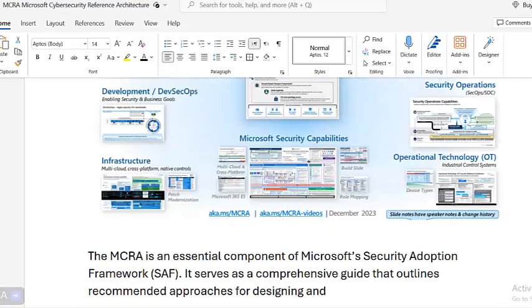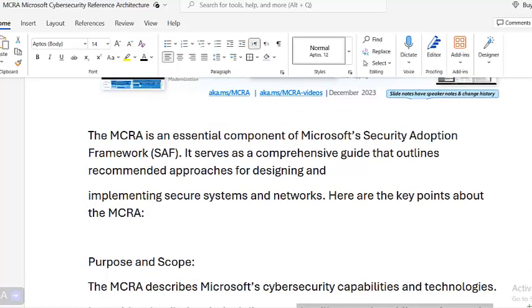So here we go. The Microsoft Cybersecurity Reference Architecture is an essential component of Microsoft's Security Adoption Framework, SAF. It serves as a comprehensive guide that outlines recommended approaches for designing and implementing security systems and networks. So here are the key points about the MCRA, or the Microsoft Cybersecurity Reference Architecture. From now on, we're just going to say MCRA.